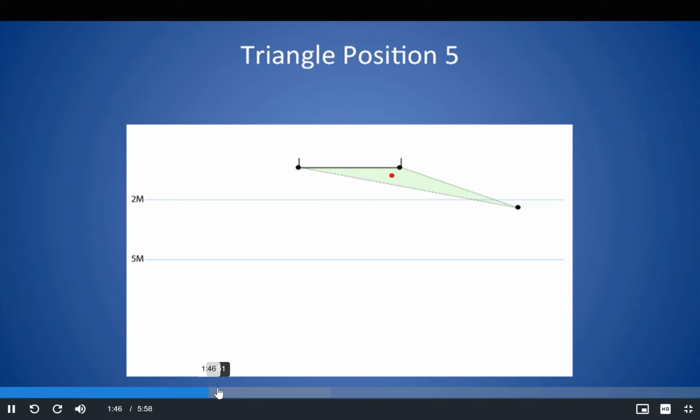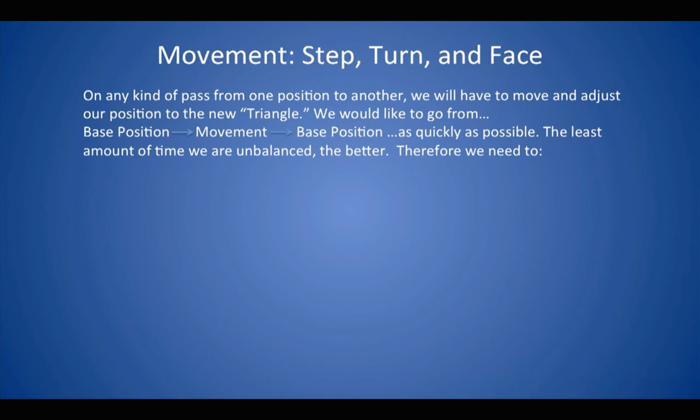Now that we've gone over the triangle positioning, we need to talk about movement from one position in the triangle to the next. So on any kind of pass from one position to another, we have to move and adjust our position in that new triangle. Therefore, we have our nice base position, there's a pass, we have to move, and we have to regain our base position as quickly as possible in that new triangle.